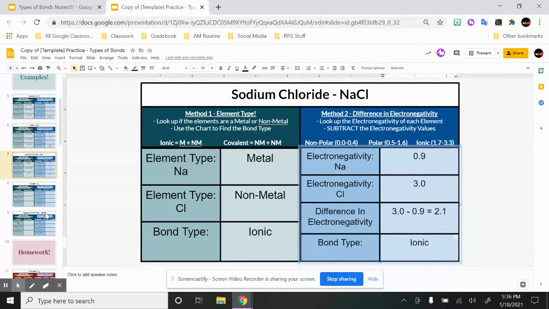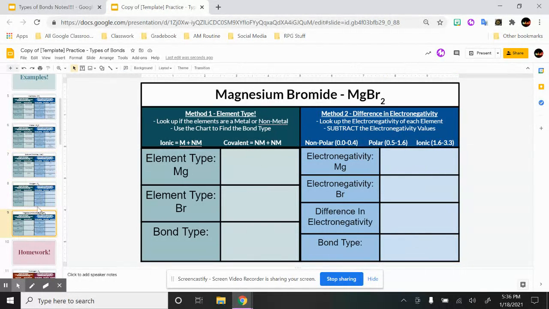Pause the video here. Try these next two examples. Okay, so pause, and then in a minute you can unpause, okay? So pause, okay, unpause, and here we go.